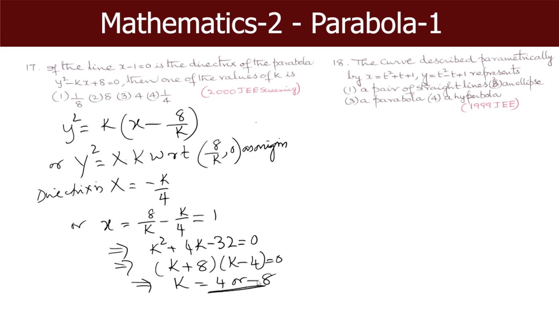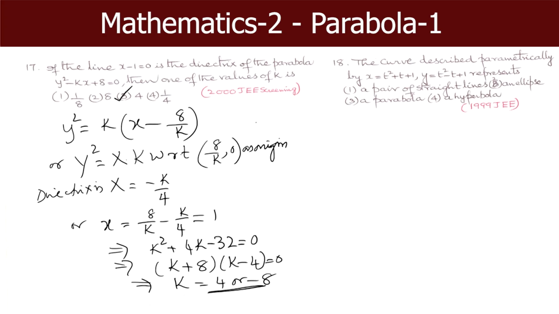So, for both these values of k, the parabola y square minus kx plus 8 equal to 0 will have its directrix as the line x equal to 1. Here there is no minus 8, only plus 8, and since it is a single correct answer type, only one correct value is given, which is 4. So, 4 is the correct option.